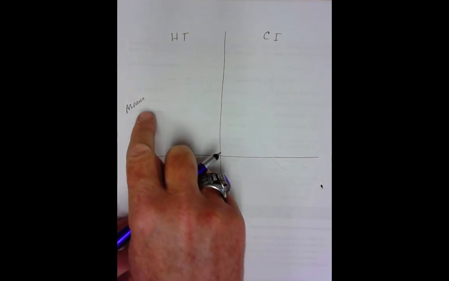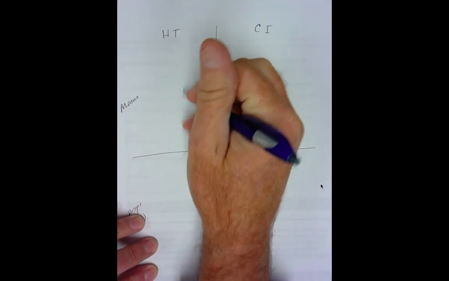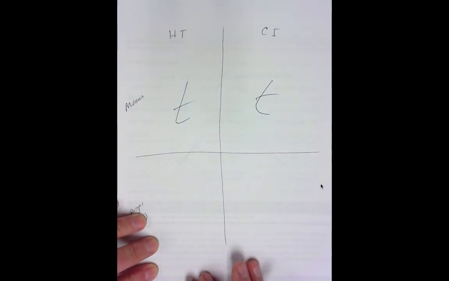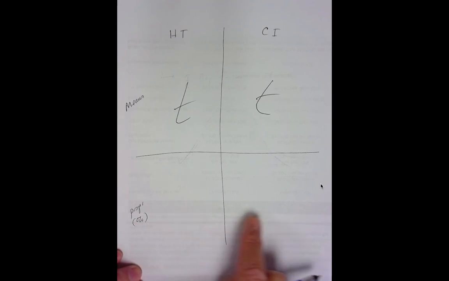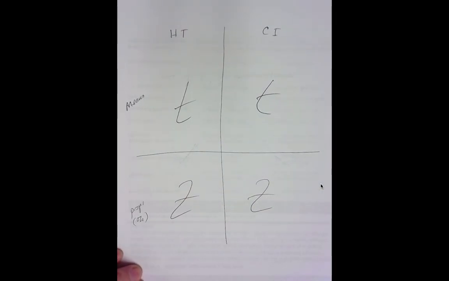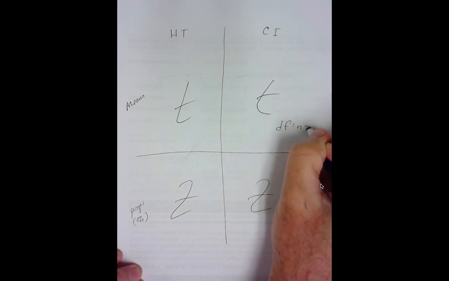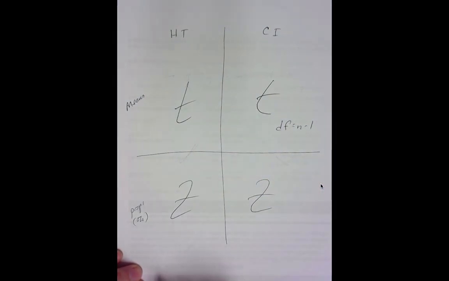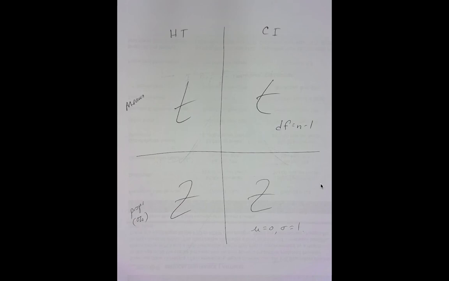So guys, if you're using a means problem, whether you're doing hypothesis testing or confidence intervals, both of these you're using the t-distribution. If you encounter a proportion problem, whether it's a hypothesis test or confidence intervals, then you use the z. What's the difference in the z and the t? The t is a function of its degrees of freedom. Z has mean 0, standard deviation equal to 1.